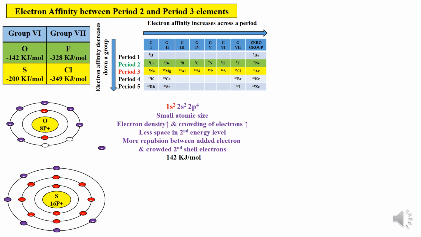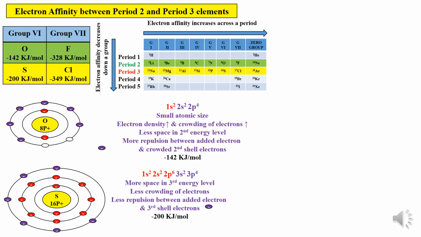And in case of sulfur, though the number of shells are more, it has more space. Electron configuration is 1s2 2s2 2p6 3s2 3p4. It has more space in the third energy level. So you can see there is less crowding of electrons because of the availability of more space and bigger size. So less repulsion between the added electron and the third shell electrons. Therefore, sulfur has a higher electron affinity value as compared to oxygen.